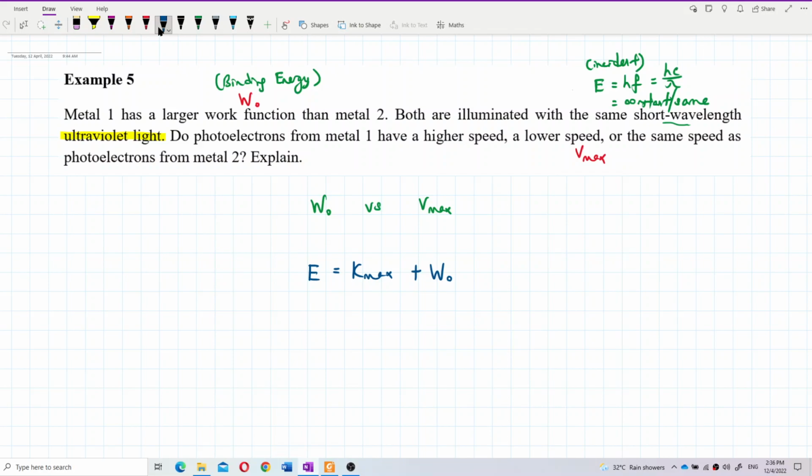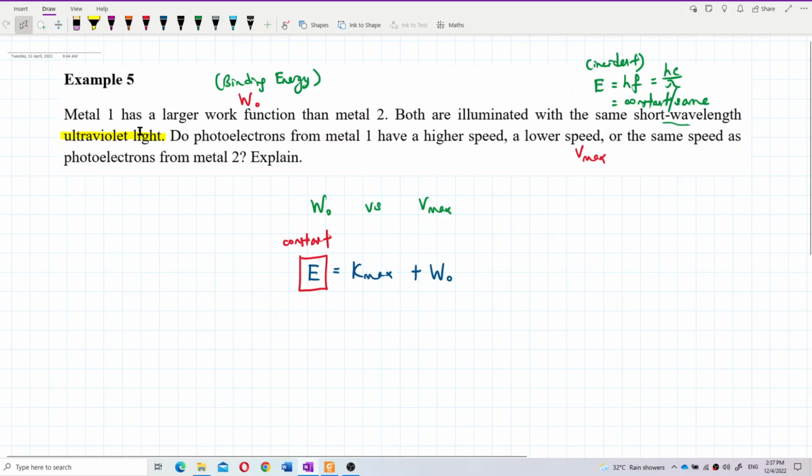So what I can say is the constant one is this one, E. This is considered to be constant, because they say they receive the same amount of incident photon, so they receive the same amount of energy. However, the work function is different. Different metal surface, isn't it? Different metal surface.